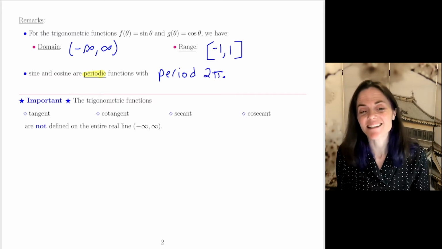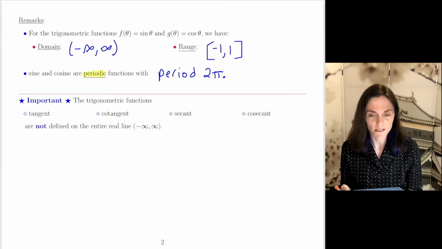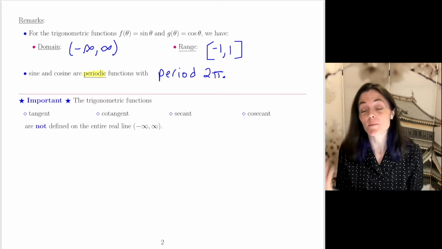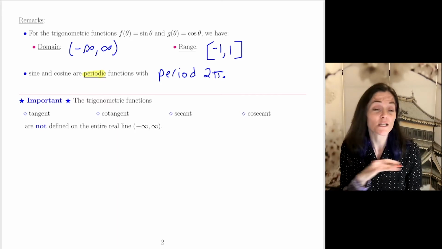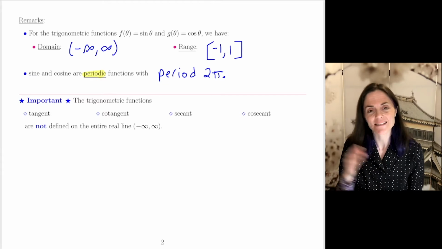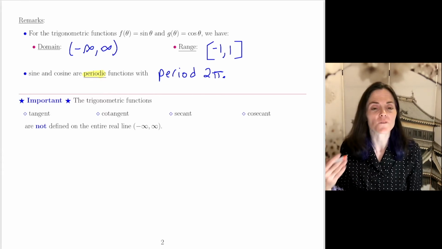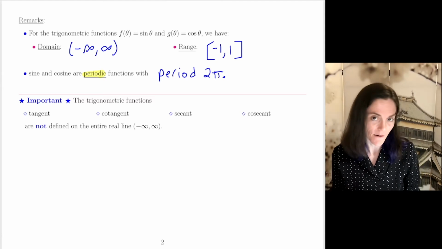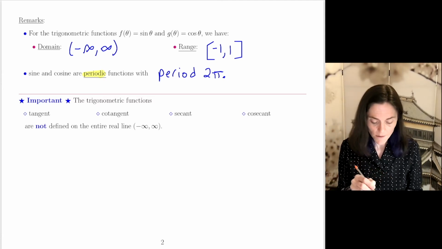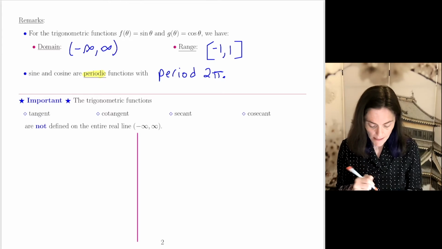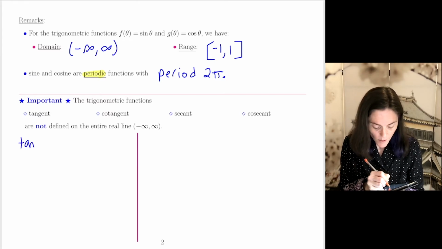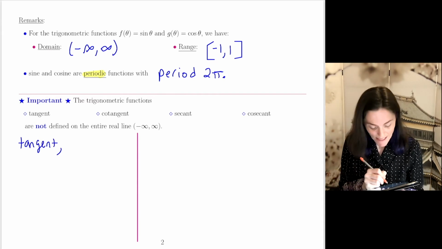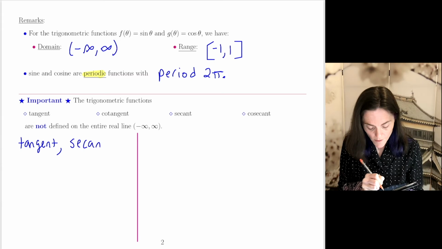If we move on to the other trigonometric functions, tangent, cotangent, secant, and cosecant, it is very important to understand these functions do not have domain minus infinity to infinity. These functions fundamentally are something divided by something. We know we cannot divide by 0 in math. So how can we pair them here? Let me draw a vertical line. Tangent is sine over cosine. And the other one that has something over cosine is the secant, which is 1 over cosine.